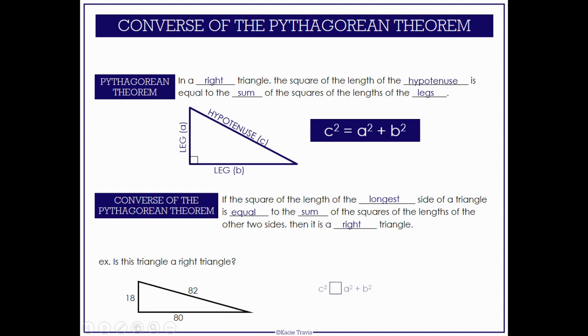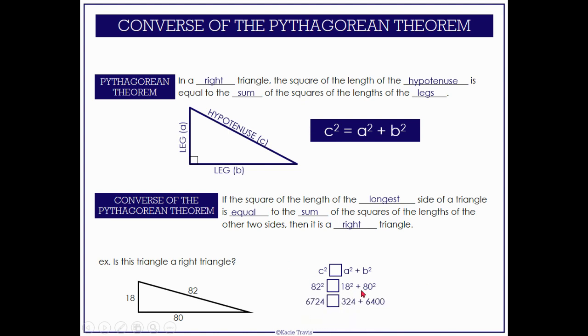All right, let's check it out. So c squared, let's see if it's going to be equal to or less than or greater than. Let's check it out. So c squared, c is going to be our biggest side, which is 82. And that should be, if it works for this, equal to the other two sides when we square them and add them.